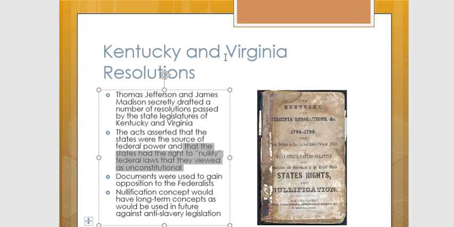So, let me break this down. The Federalist government passes the Alien and Sedition Acts. People like Jefferson and Madison believe that the government goes too far passing the Alien and Sedition Acts. So they come up with this idea of nullification. That if a state does not agree with a federal law, the state has the power to nullify that federal law, make it unconstitutional, and states do not have to follow that.